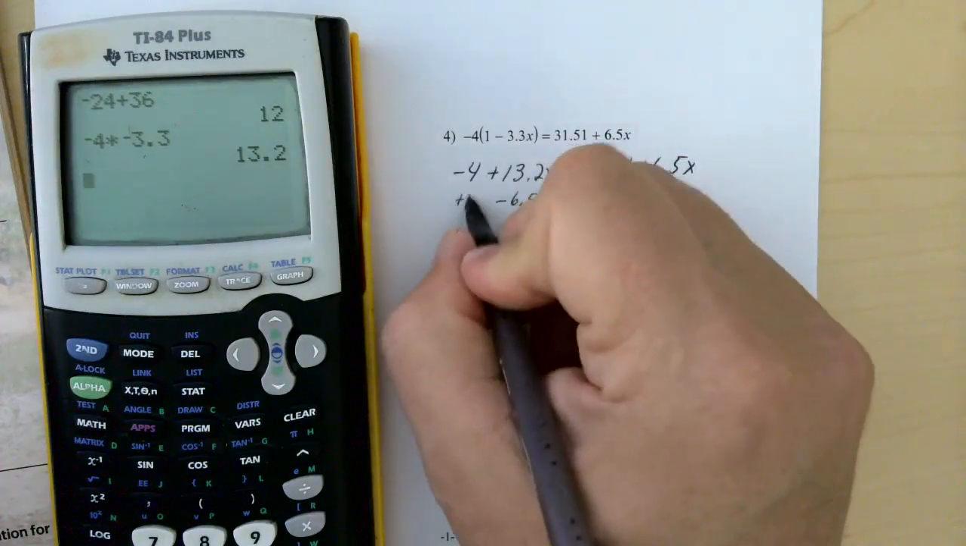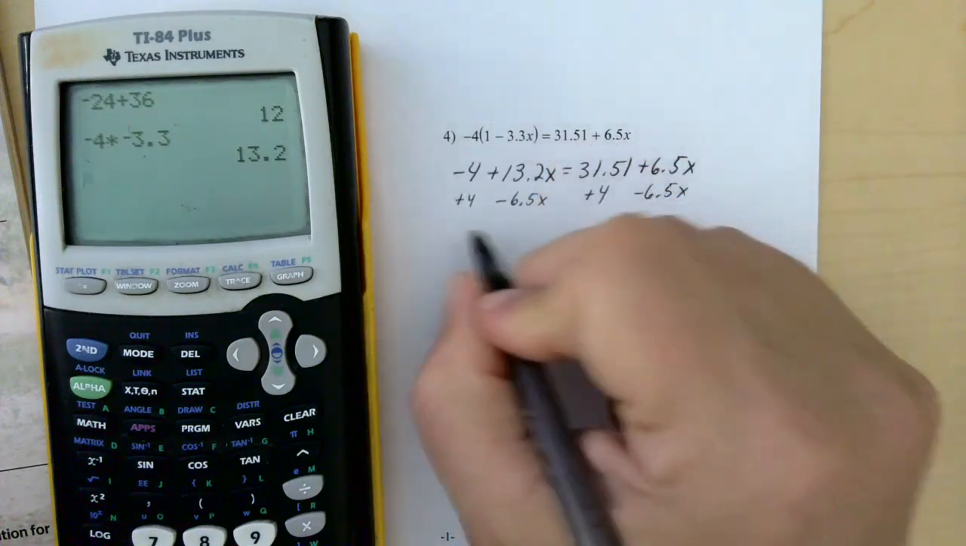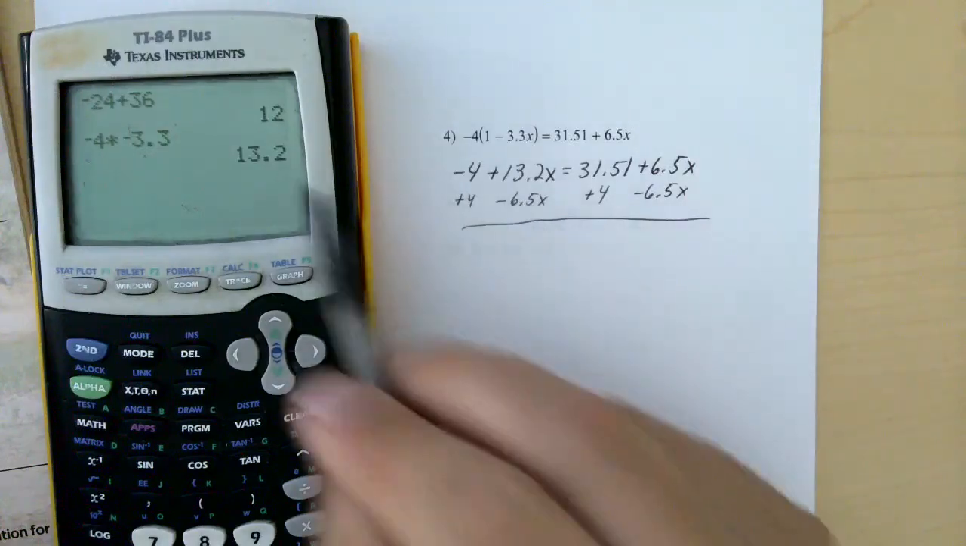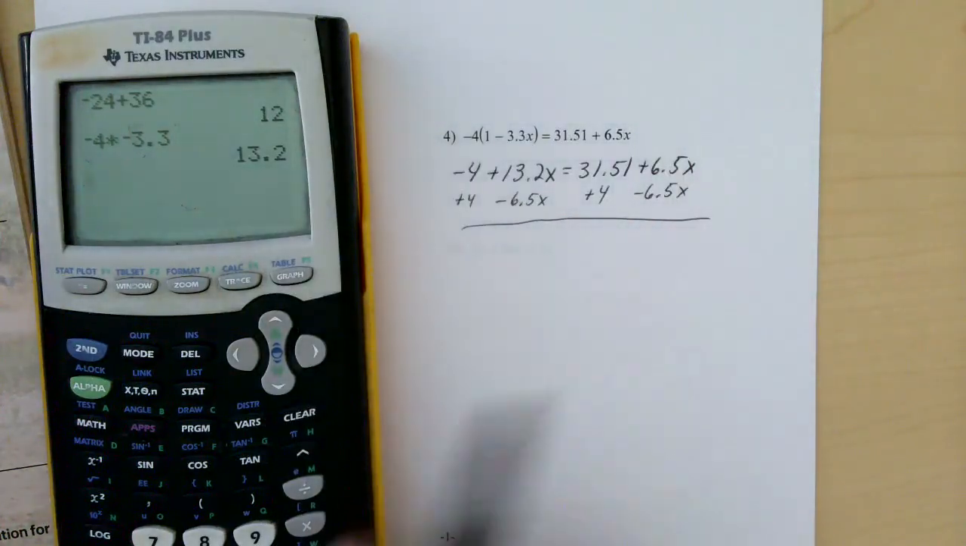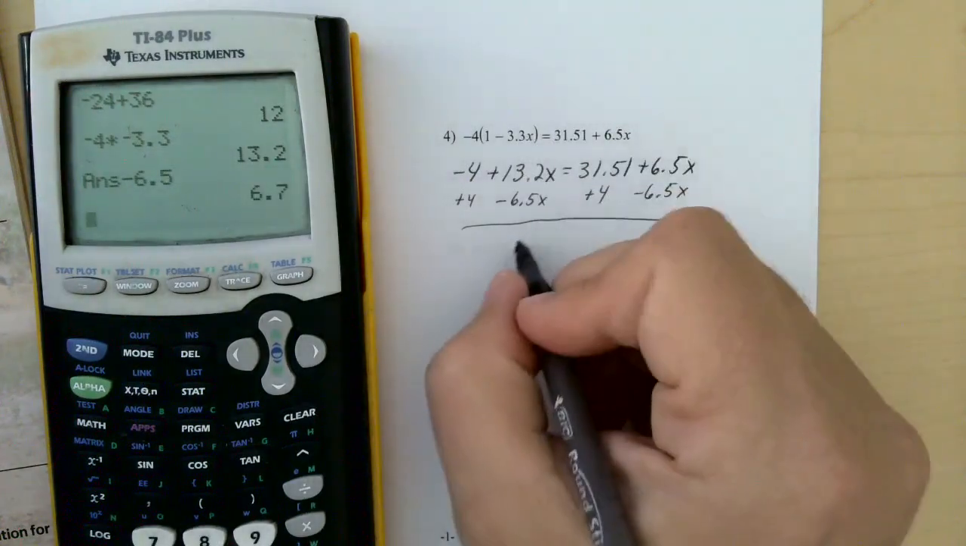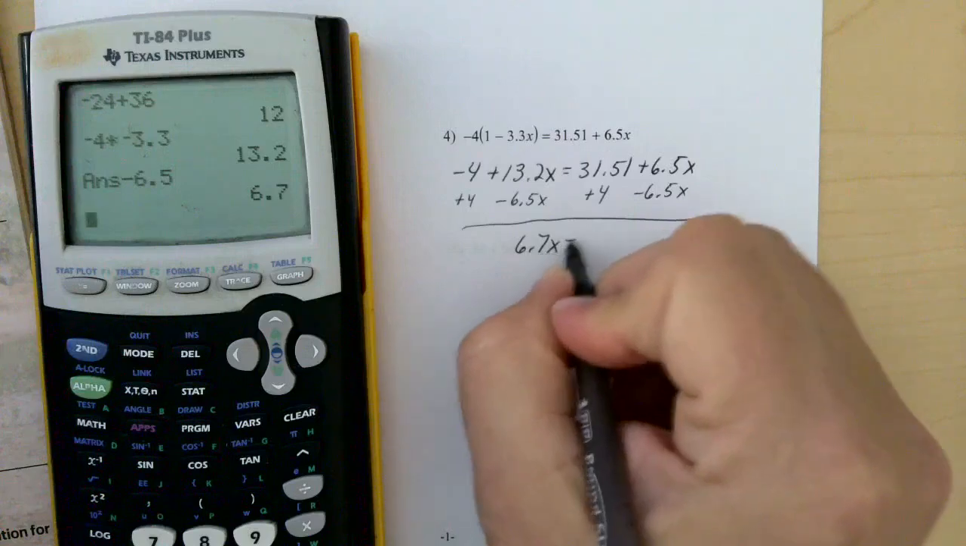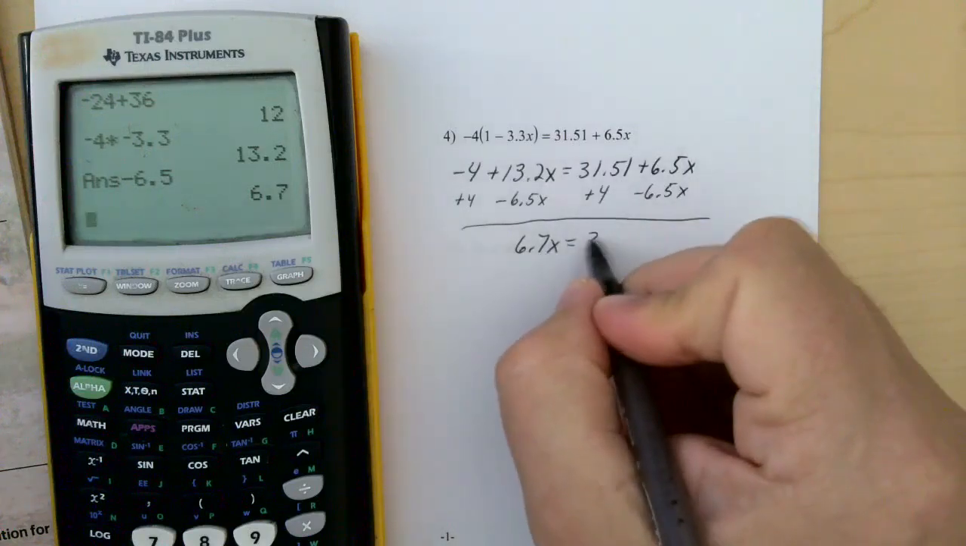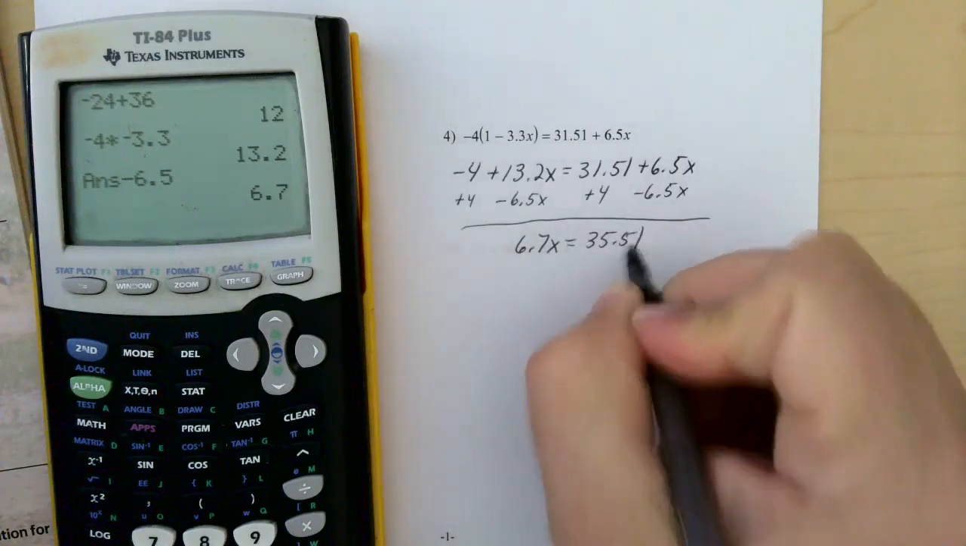And then I'm going to add the 4. Okay? So I already have the 13.2 in my calculator, so I'm just going to subtract a 6.5 to give me a 6.7x. And then this is going to be 35.51.